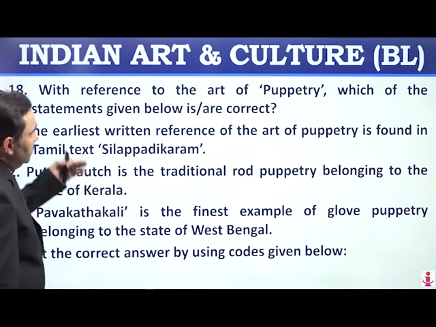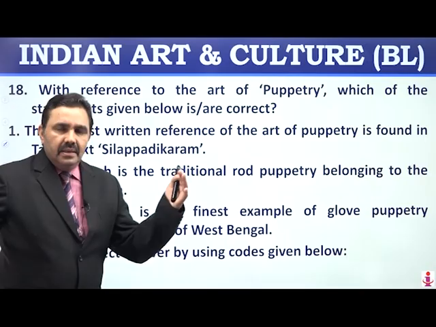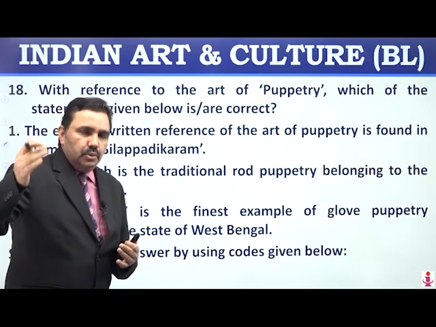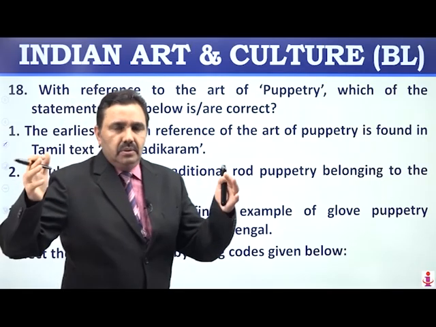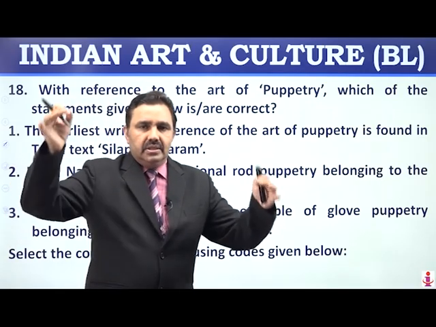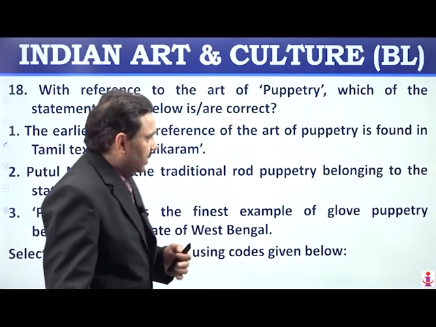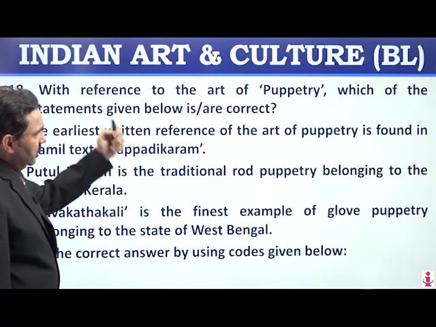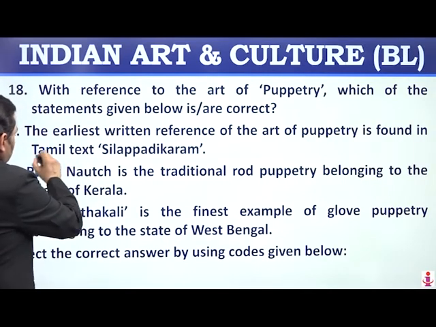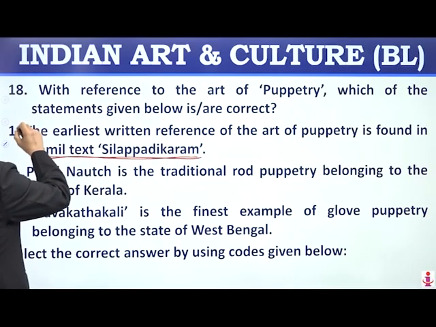Question number 18. With reference to the art of puppetry, you would have seen the Kathputlis of Rajasthan, puppets made of cloth or wood, and then strings are attached to their elbow, their neck, their leg, etc. to make them dance. The earliest written reference to the art of puppetry is found in Tamil text Silappadikaram. Silappadikaram belongs to the 3rd Sangam.